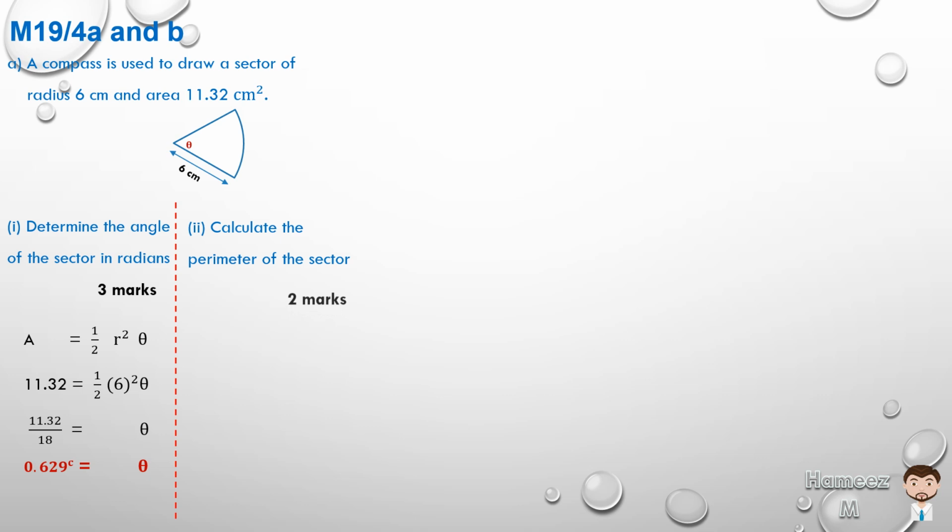So this shape has 3 sides. So to find the perimeter, we can add up the 3 sides. R plus R plus the length of the arc, which is r theta, which gives us 6 plus 6 plus 6 times theta, which is 0.629. So that works out to be a perimeter of 15.774 centimeters.